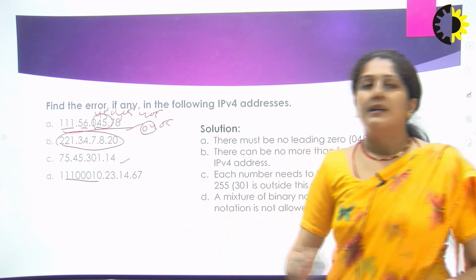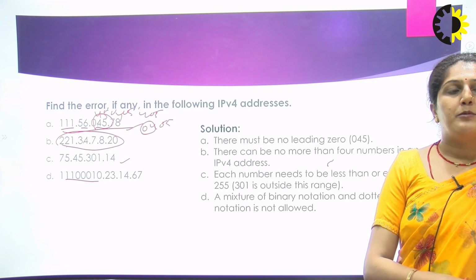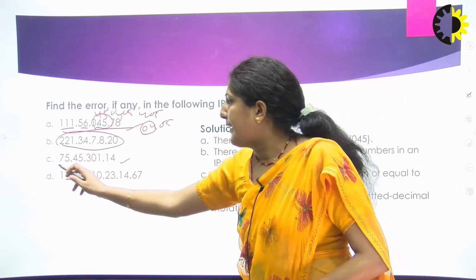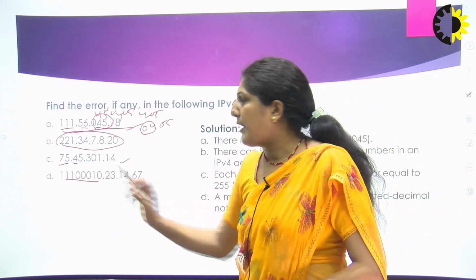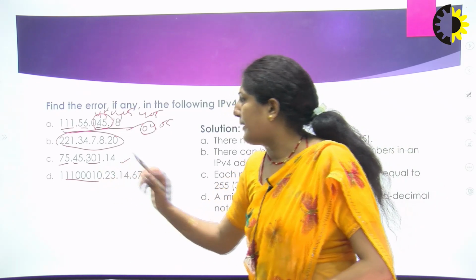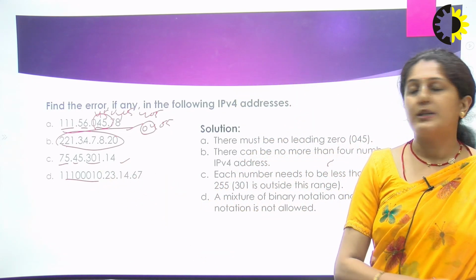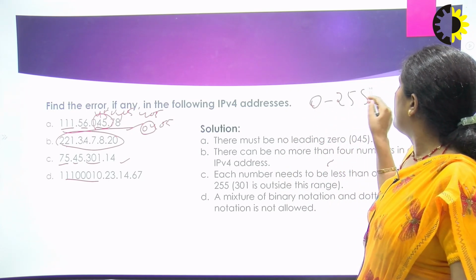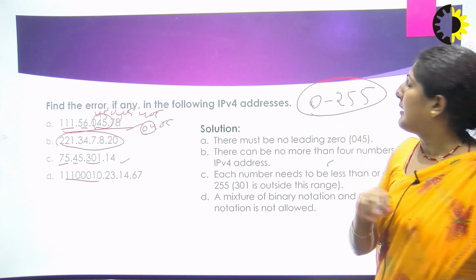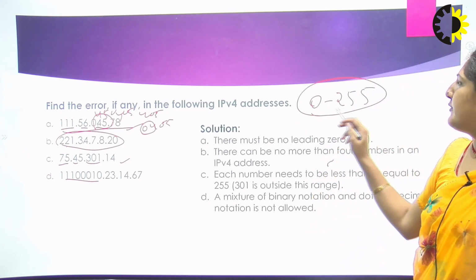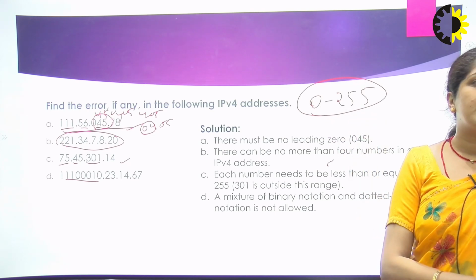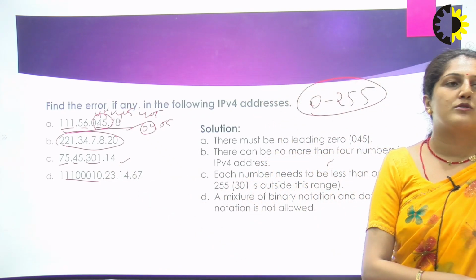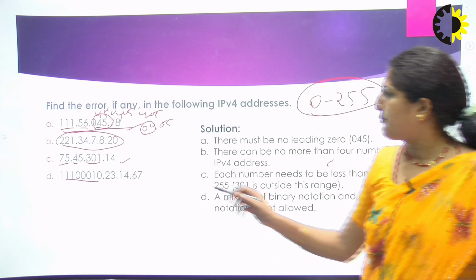In the third one, 75.45.301.14, 75 is correct, 45 is correct, but 301 is a mistake, because for IP version 4 the number should be between 0 and 255. The range is this only, but it is exceeding 255, so it is also incorrect for IP version 4.